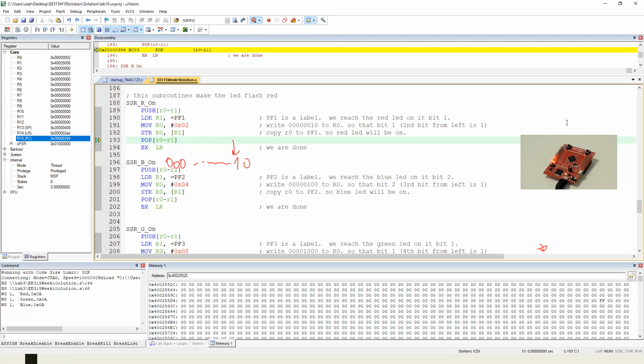Okay. Now let's make another practice. Let's write a code, a simple code.